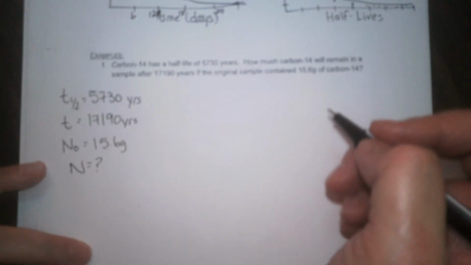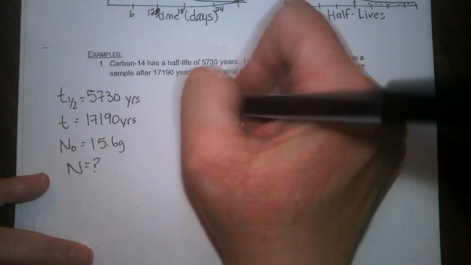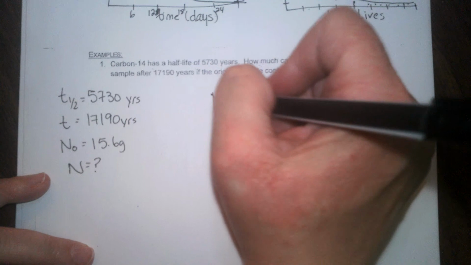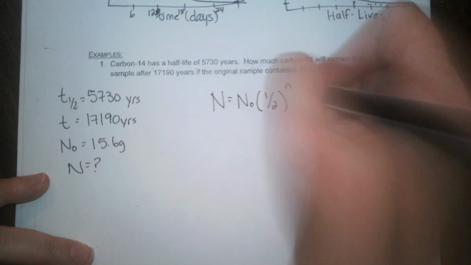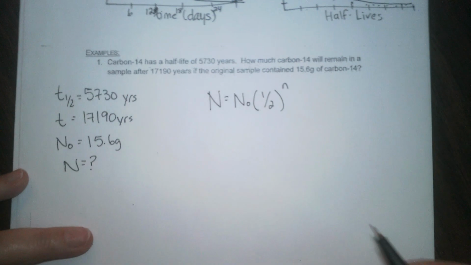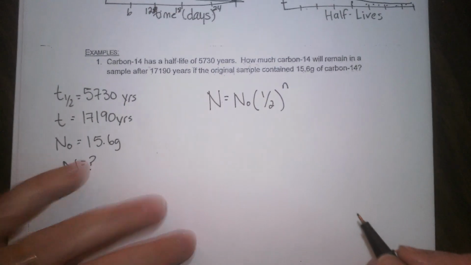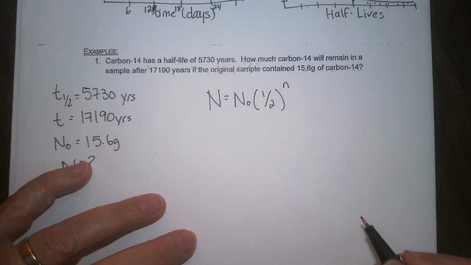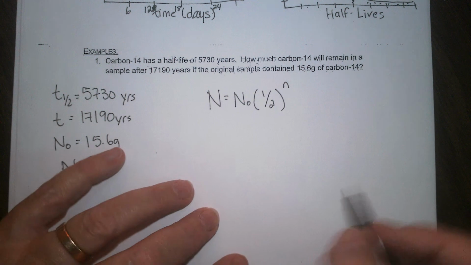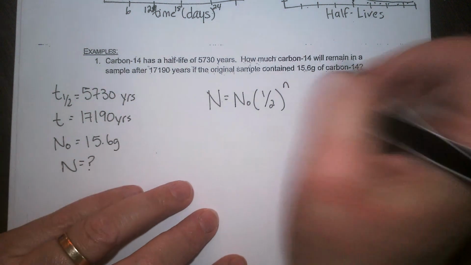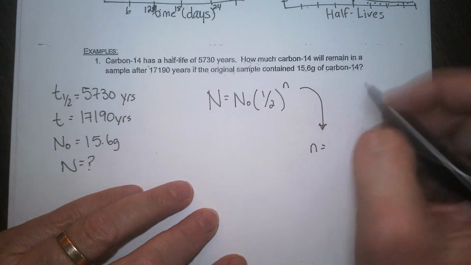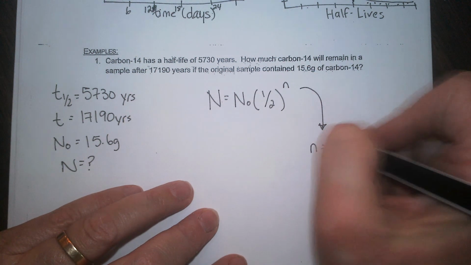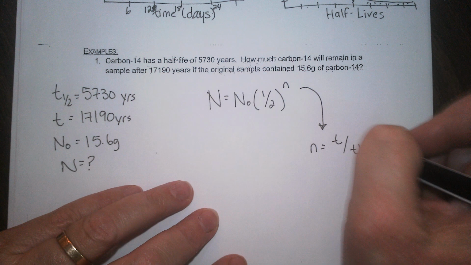In order to find N, it's N naught multiplied by a half to the power of n. That's the formula that we deal with. N is equal to N naught times a half taken to some nth power. We don't have n. n is solved by T over T to the 1/2.